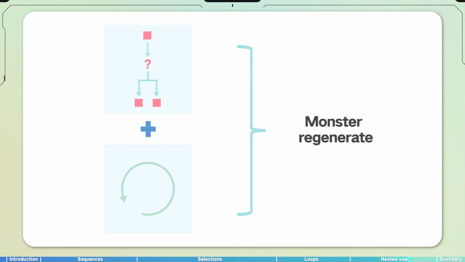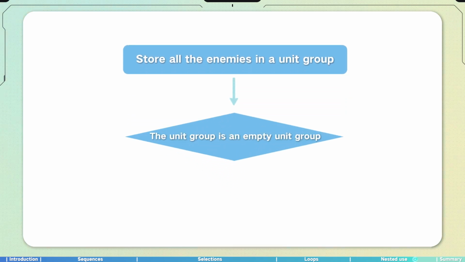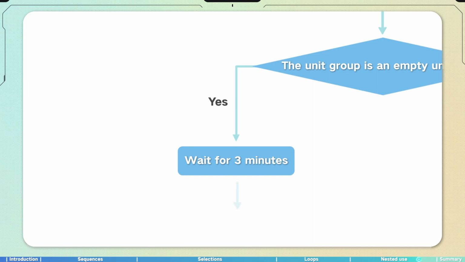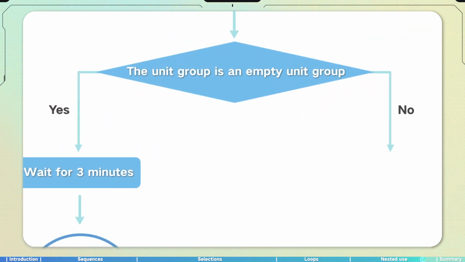We can also use selection and loop structure together to achieve the effect of monster regeneration. We can store all the enemies in a unit group. If the unit group is an empty unit group, we wait for 3 minutes and loop to regenerate the monsters. Otherwise, we do nothing.